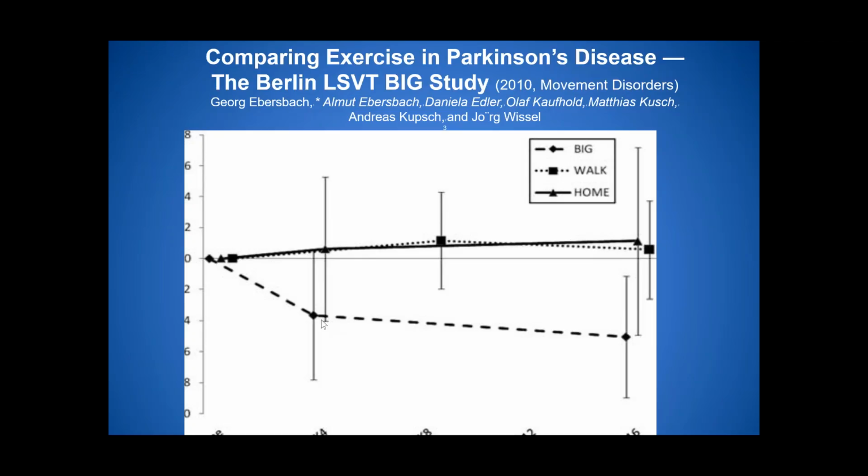So it was very exciting to see that you could make improvements in the primary motor symptoms of Parkinson's through LSVT Big. Also interesting is that the LSVT Big treatment stopped at 4 weeks. However, that score continued to improve all the way to 16 weeks, which was the end point of that study.